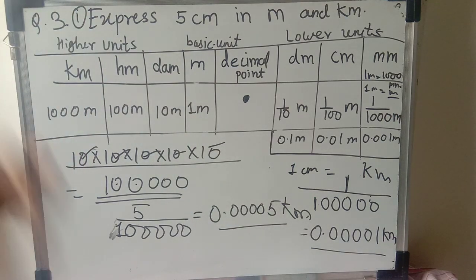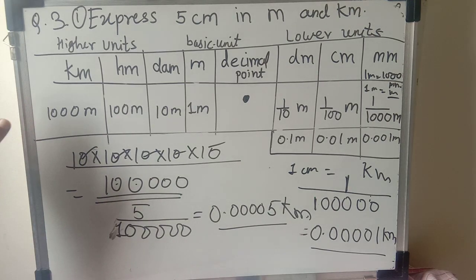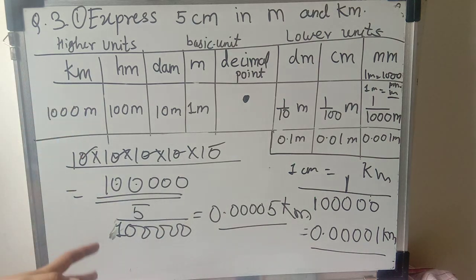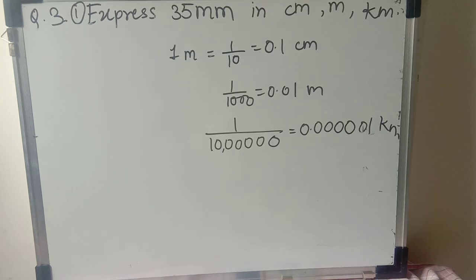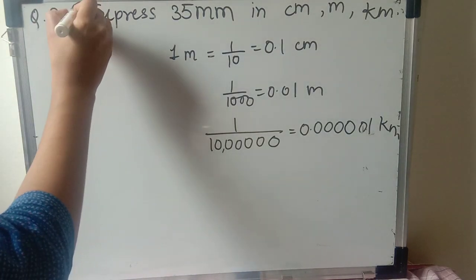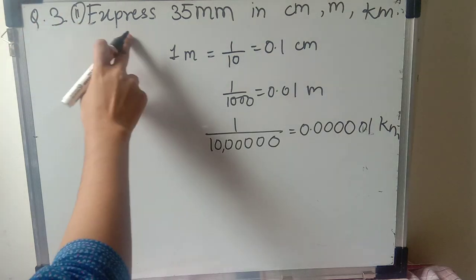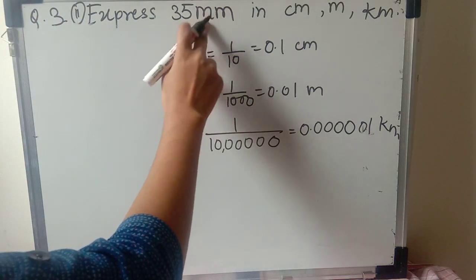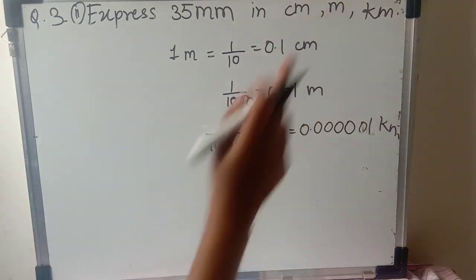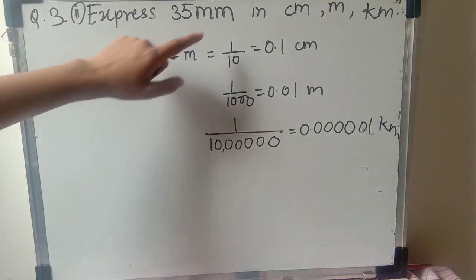Second example you have to solve the same way. I'll tell you how to do it. One more important thing, you can draw this table in your notebook. This table will help you to solve the next example. Example 2 from the question number 3 is: express 35 millimeter in centimeter, meter and kilometer. You have to solve this example.